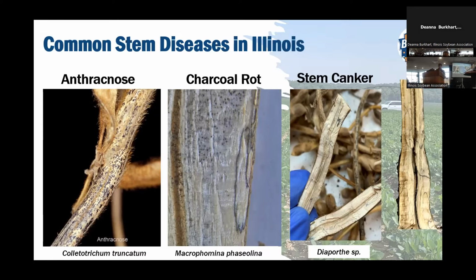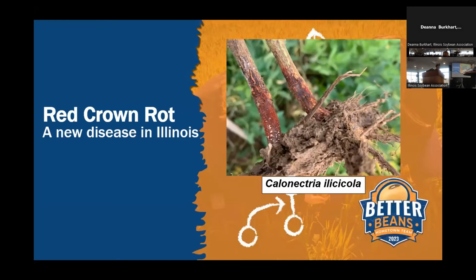We have those three diseases, and we also have a new disease in Illinois that was first reported in 2018. That is red crown rot. It causes wilting, chlorosis, and stunting of soybean plants. The symptoms can show late in the season. What's very characteristic are those tiny red dots over here, which are a sign of this disease. It's perithecia.